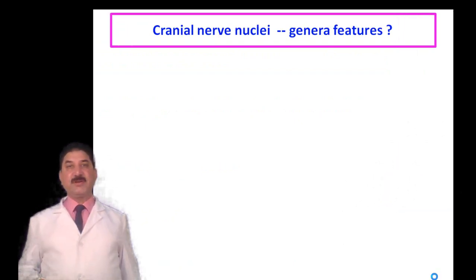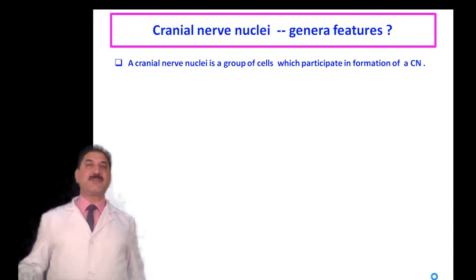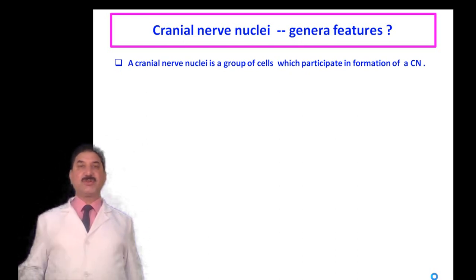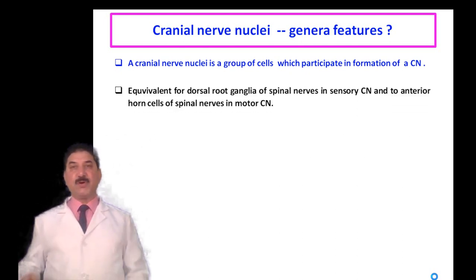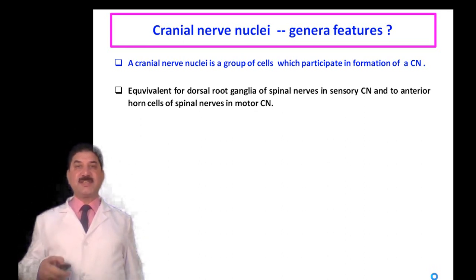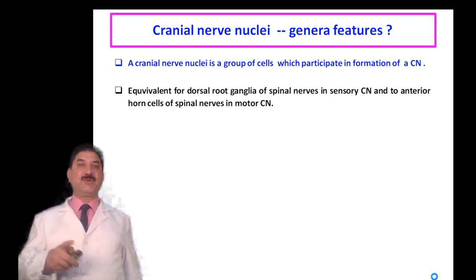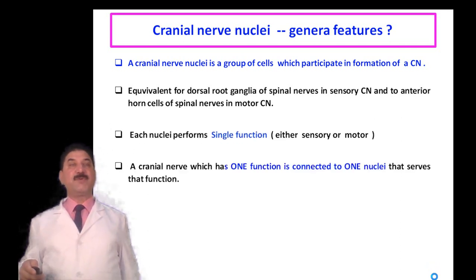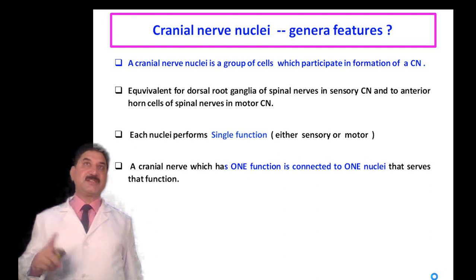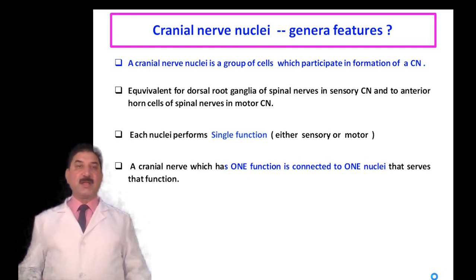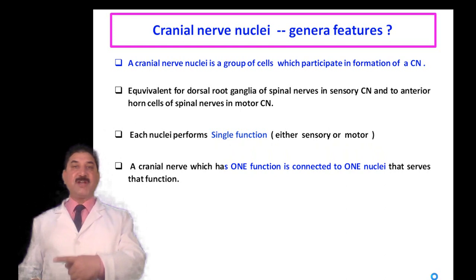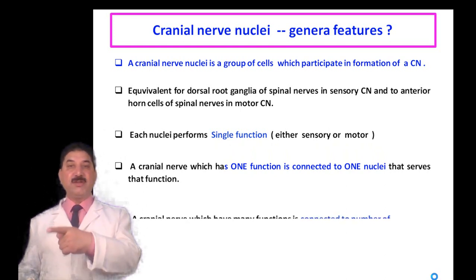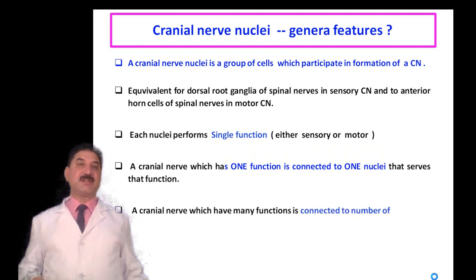So, cranial nerve nuclei. Let us go to the general features of cranial nerve nuclei. A cranial nerve nucleus is a group of cells which participate in the formation of a cranial nerve. It is equivalent to the dorsal root ganglion of a spinal nerve in a sensory cranial nerve and to the anterior horn cells of spinal nerves in a motor cranial nerve. Each nucleus performs a single function. It may be either sensory or motor. A cranial nerve which has one function is connected to one nucleus that serves that function.